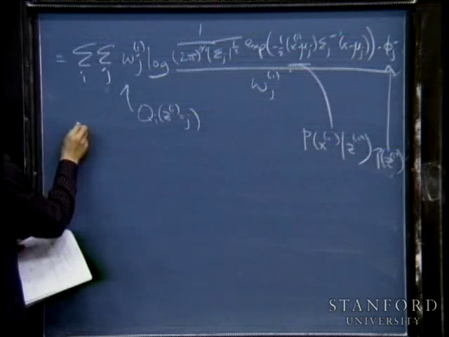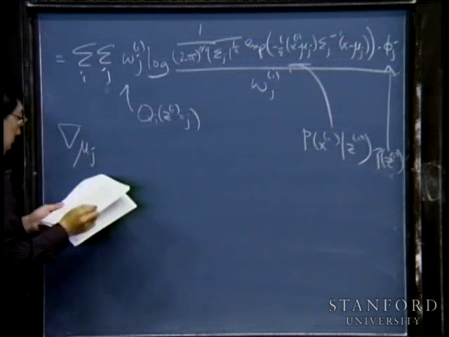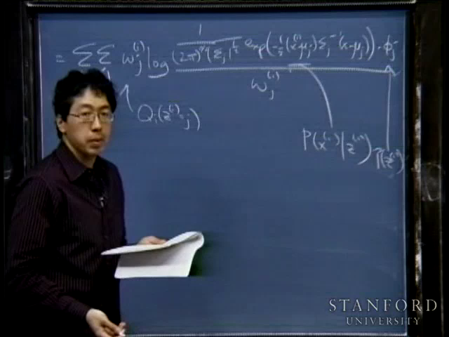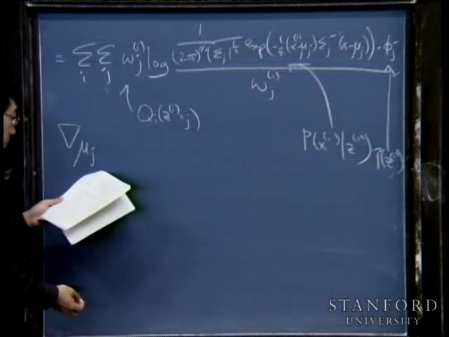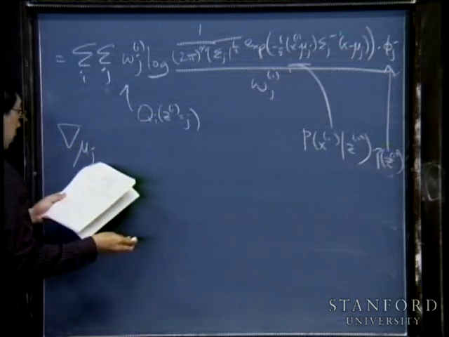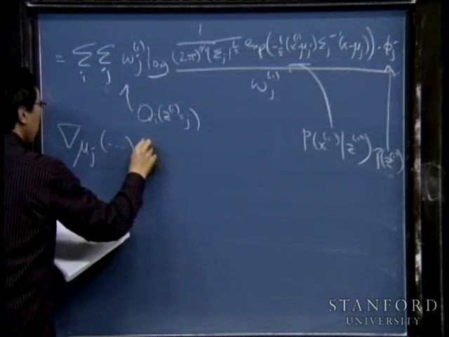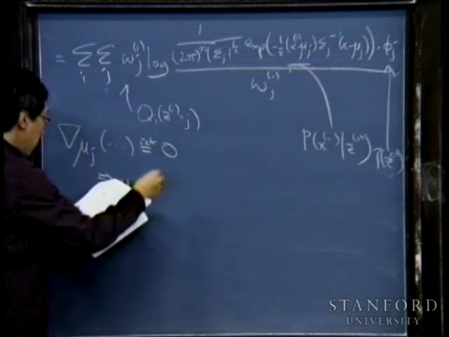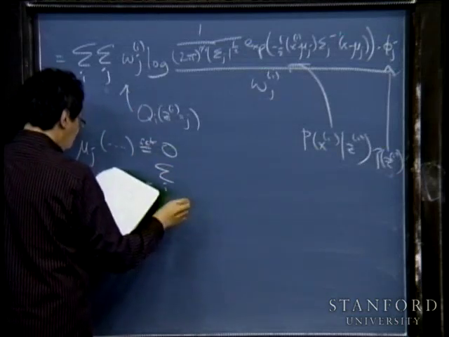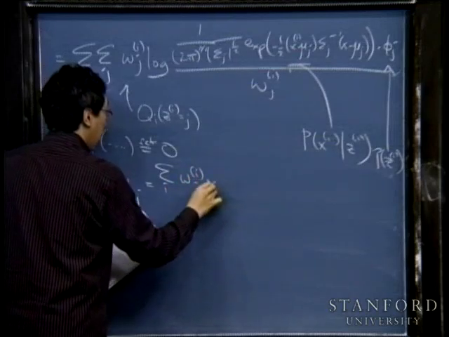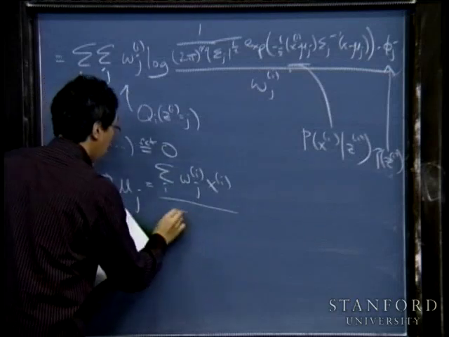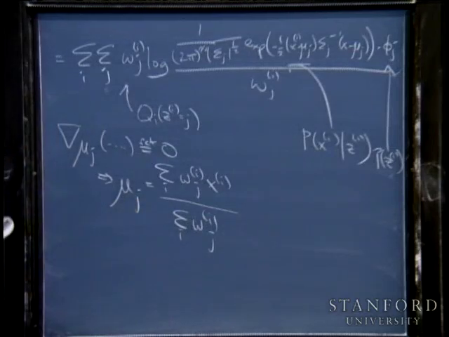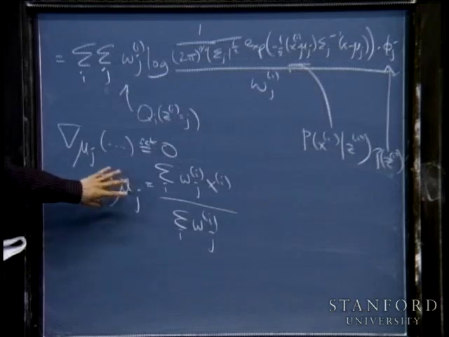And so to maximize this with respect to all of your parameters, phi, mu, and sigma. So to maximize with respect to the parameter mu, say, you would take the derivative with respect to mu and set that to 0. And if you actually do that computation, you would get, for instance, that that becomes your update to mu j. Okay.